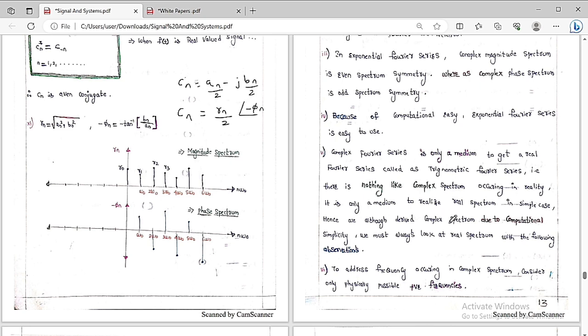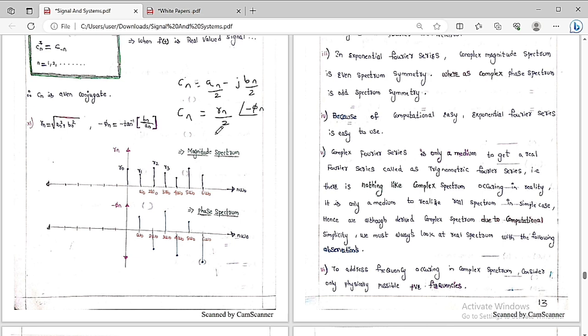Hence we have to derive complex spectrum due to computational simplicity. We must always look at the real spectrum with the following observations. So what I am trying to do is very simple. For any periodic signal f of t, we always try to figure out the exponential Fourier series, because it is very easy, with less computation, to get the value of Cn.